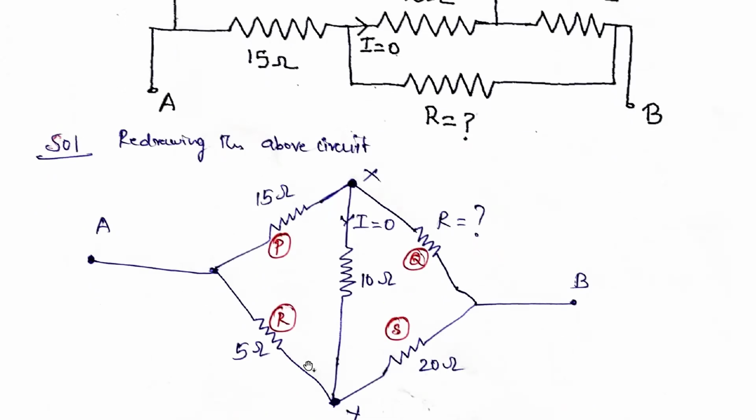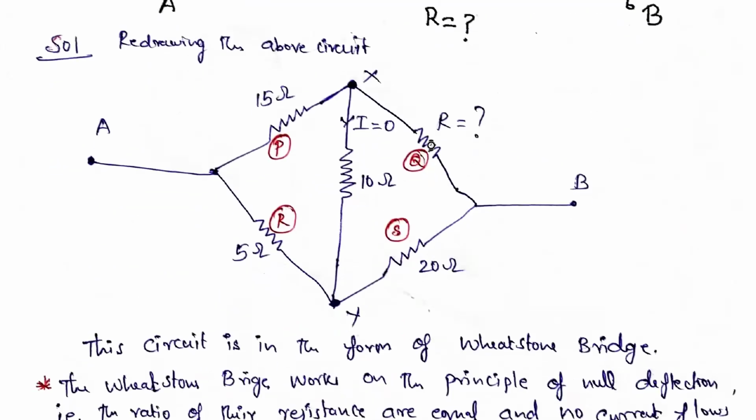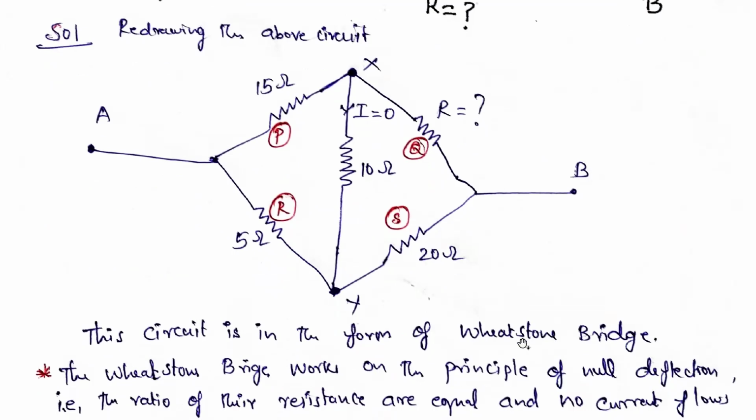So the circuit we have redrawn in the format of a Wheatstone bridge. If a circuit like that is given and the current is given as zero, sometimes they will use a meter here and mark the ammeter reading at zero position, or I is equal to zero. Like that also they will mark. So clearly it is a Wheatstone bridge.